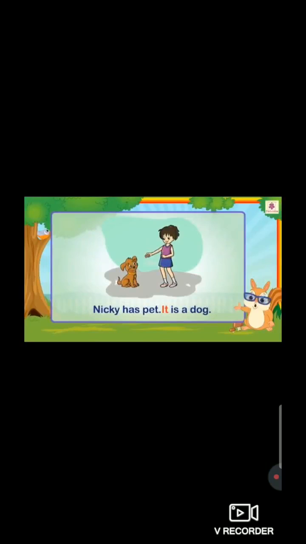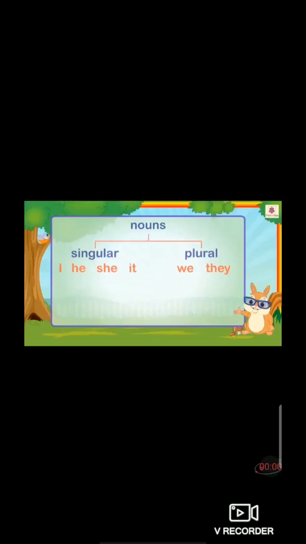Nikki has a pet. It is a dog. Right students? I hope everyone understood how to use a pronoun word. In singular, we use I, he, she, it. And in plurals, we use we and they.